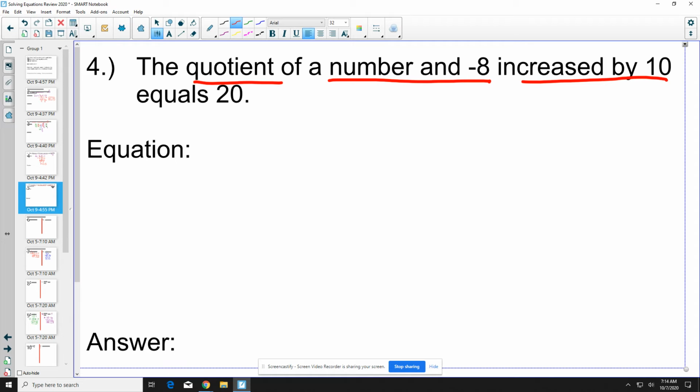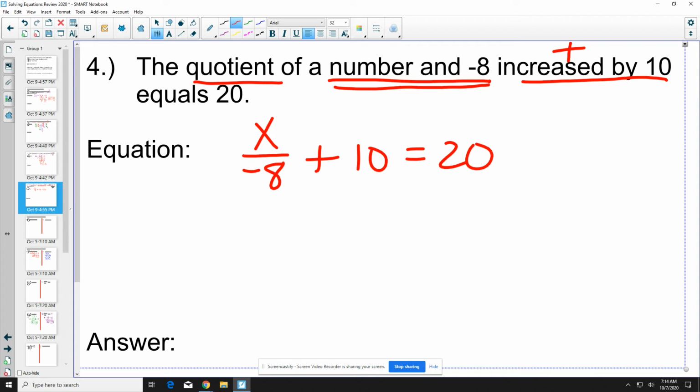All right, so let's check this. Quotient means to divide. I'm going to use a fraction bar for division. What am I dividing? A number and -8. Well, I don't know what the number is, so that would be my variable, and I'm dividing by -8. Increase by means add, so I'm adding 10, and it equals 20. See if that's the equation you have.